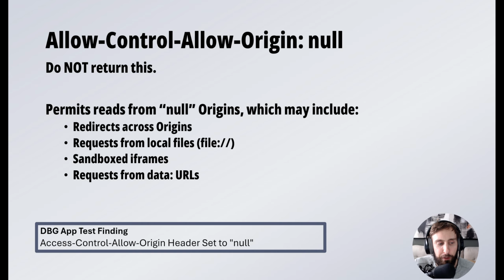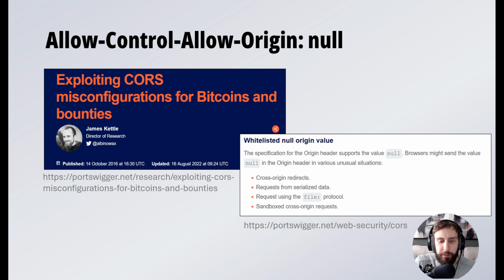And here at DBG, again, we have a finding for that: access control allow origin header set to null. And in fact, much has been written about this, I think largely because of the interest of James Kettle at PortSwigger. PortSwigger does in general have pretty good resources for CORS testing and security misconfigurations. And again, I think that's largely because of some of the early efforts of James Kettle. You can see that this article on the left was published as early as October 2016, which I can't remember the date of the inception of CORS, but it was probably relatively recent at that point.